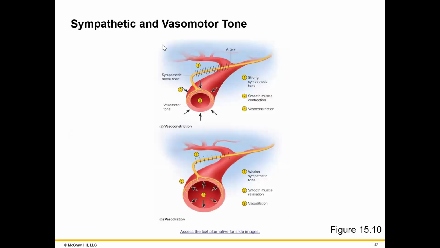We see that here with the blood vessel. So sympathetic tone, the arrows point inward. So we crush down, we make the blood vessel diameter go smaller. Vasodilation is when we increase the diameter.